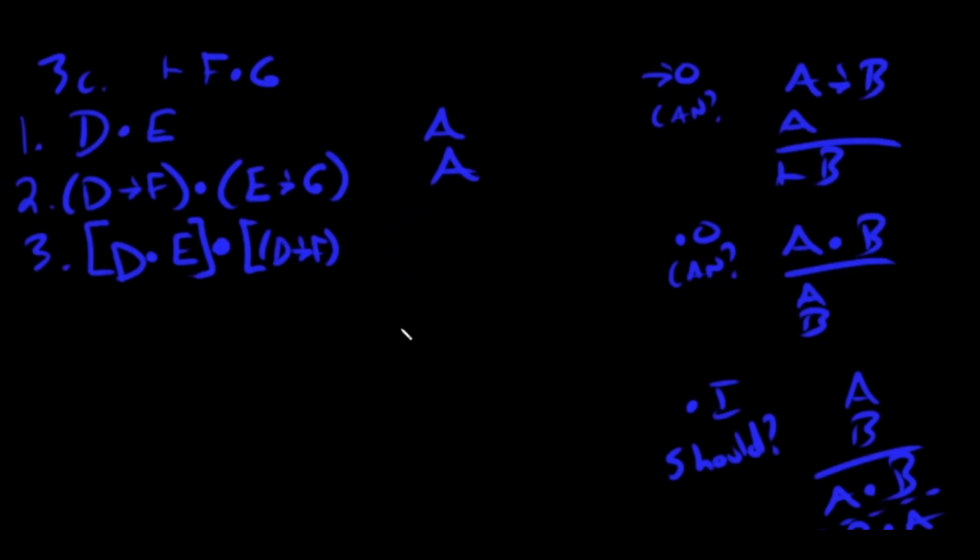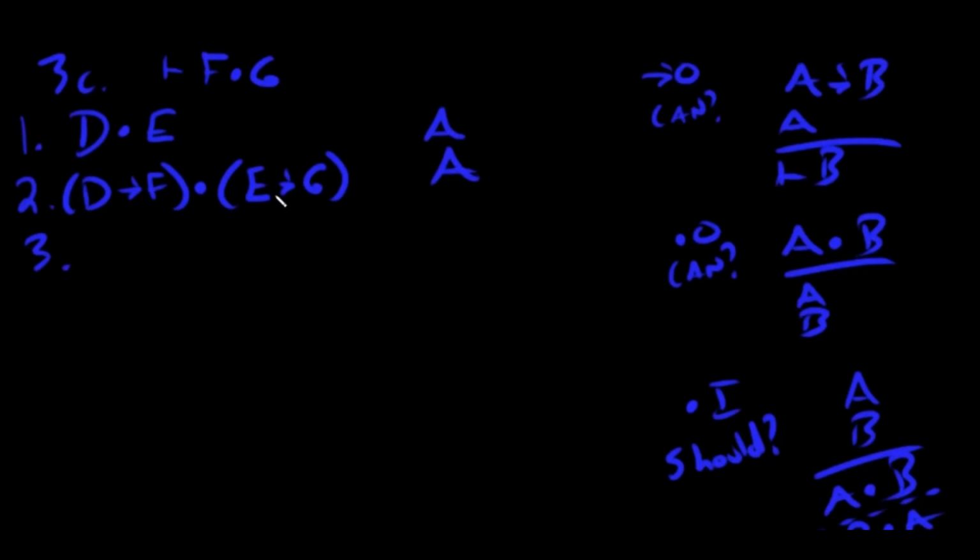That's why you should always go to the top of this list. Always go to the top of the list and see, alright, can I do this one? Then can I do this one? Then should I do this one? That should always be the order. So start with this. Do I have any arrows not in parentheses? No, I don't. I have two arrows. There's D arrow F and there's E arrow G. They're in parentheses. These are locked.